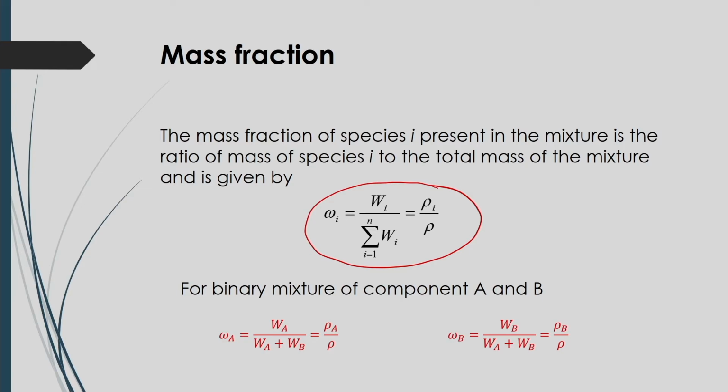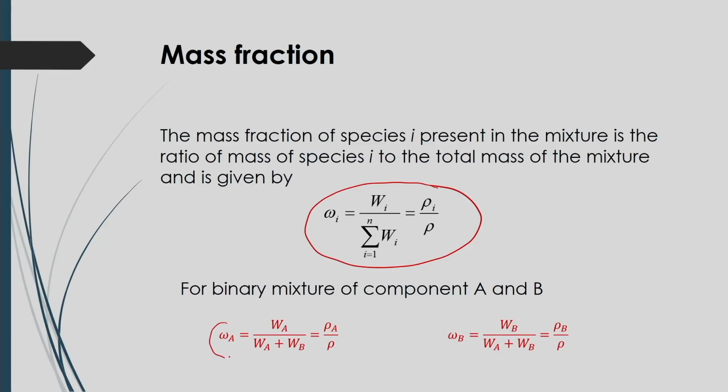What does it mean? Here omega i is the mass fraction, generally denoted by this symbol for a species. It is defined in a mixture by the mass of that species i and the sum of the masses of all species there. If you take the ratio of this individual species mass to the mass of the whole mixture, you will get the mass fraction of that particular species.